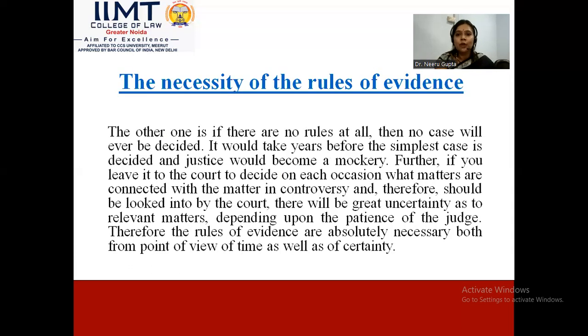The necessity of rules of evidence. If there are no rules at all, then no case will ever be decided. It would take years before the simplest case is decided and justice would become a monarchy. Further, if you leave it to the court to decide on each occasion what matters are connected with the matter in controversy and therefore should be looked into by the court, there will be great uncertainty as to relevant matters, depending upon the patience of the judge. Therefore, the rules of evidence are absolutely necessary, both from the point of view of time as well as certainty.